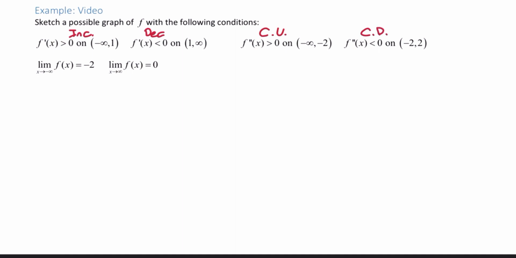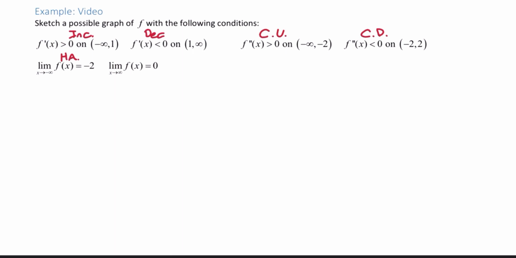Then we have the limit as x approaches -infinity of f equals -2. That is a horizontal asymptote on f. And the next limit, as x approaches infinity, is again another horizontal asymptote.